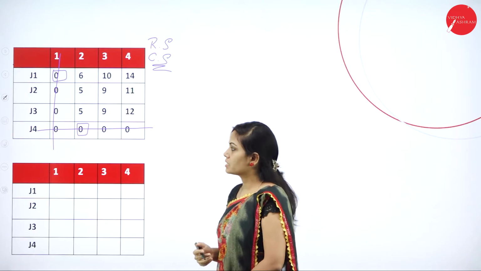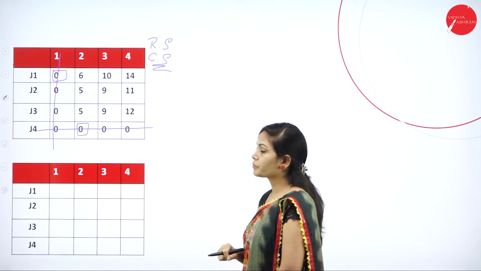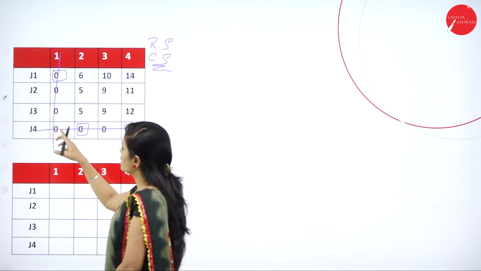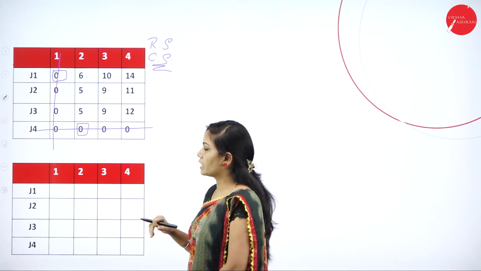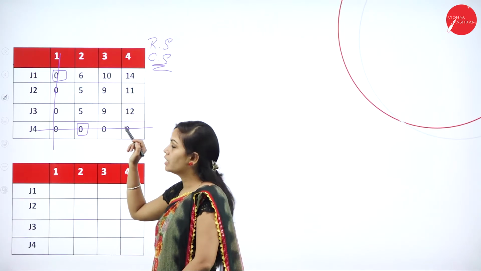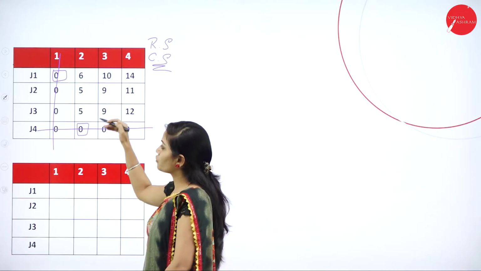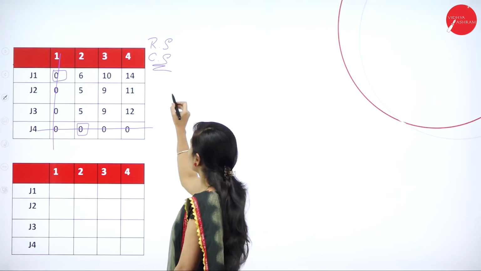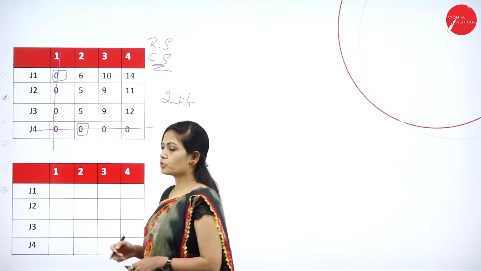So what is the next step? Now you can observe the deleted cell values. We have covered the zeros with the minimum number of vertical and horizontal lines. But still we didn't get the optimal solution because the number of squares marked is equal to 2 but the number of rows is 4. So 2 is not equal to 4. Now you can proceed further.